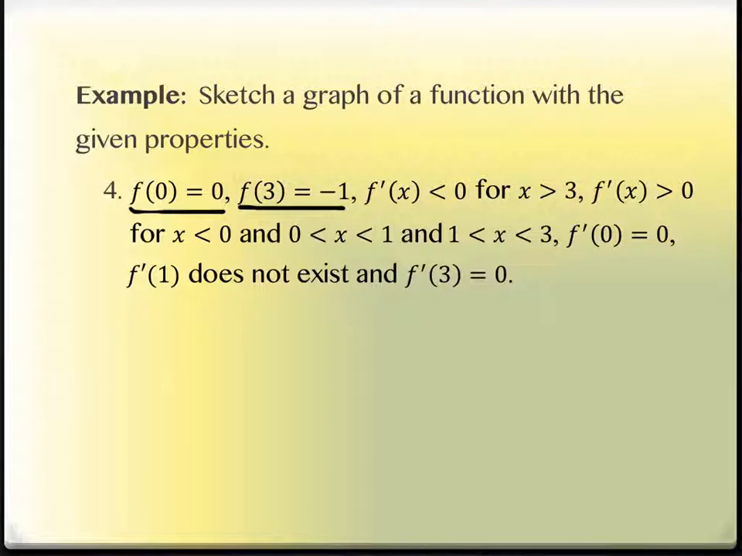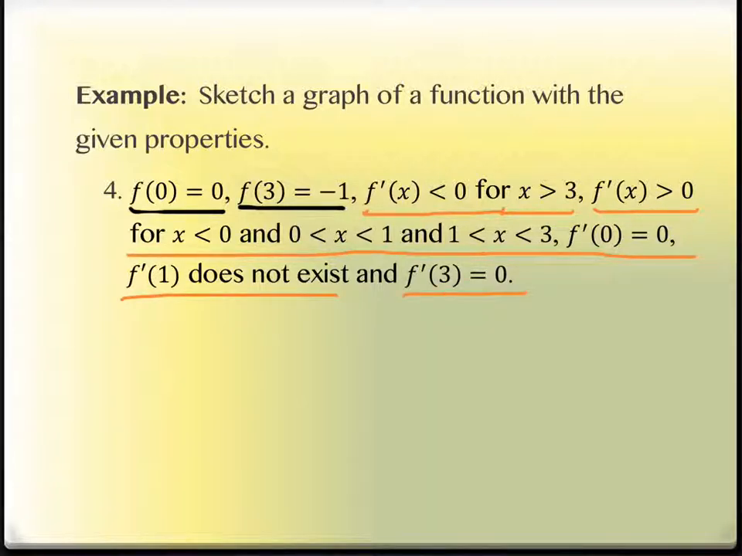The next piece of information is about derivatives, right? So that's somehow different. This one says f prime of x is less than 0 when x is greater than 3. I'm sorry, I said that wrong. F prime of x is greater than 0 both when x is less than 0, between 0 and 1, and between 1 and 3. And then f prime of 0 equals 0. And then the last piece of information, again about derivatives, is f prime of 1 does not exist. And then f prime of 3 is 0.